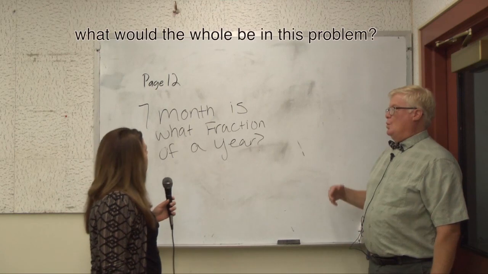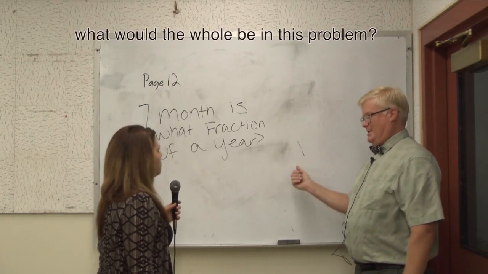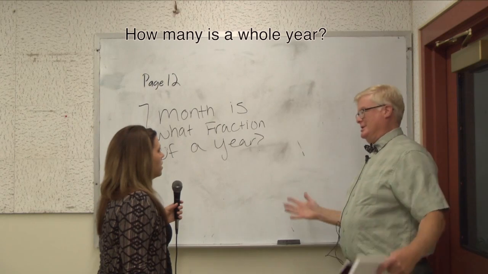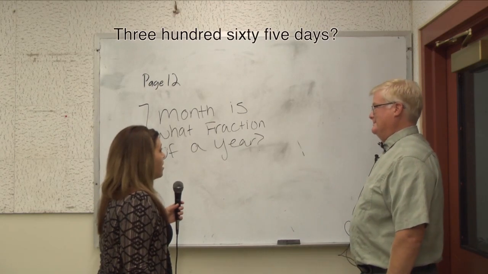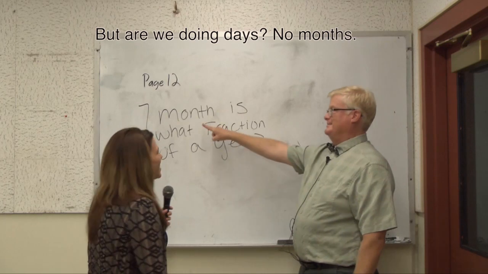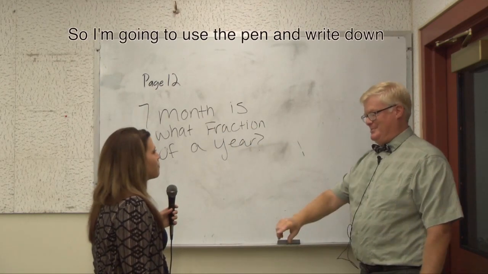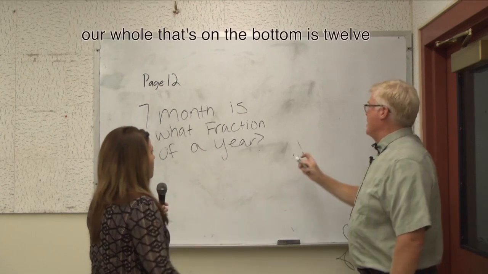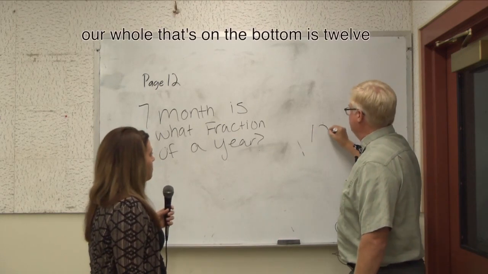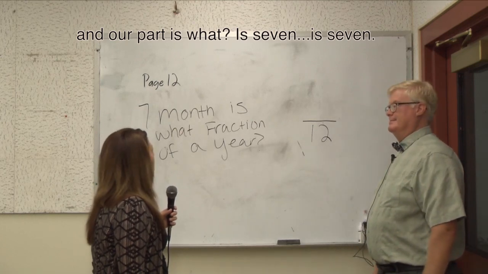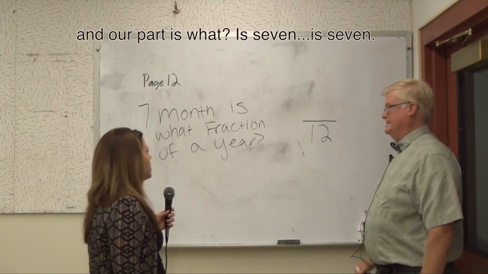So what would the whole be in this problem? How many is a whole year? 365 days? But are we doing days? No, months. So how many months in a year? 12. That's right. So I'm going to use the pen and write down our whole is on the bottom is 12. And our part is 7.